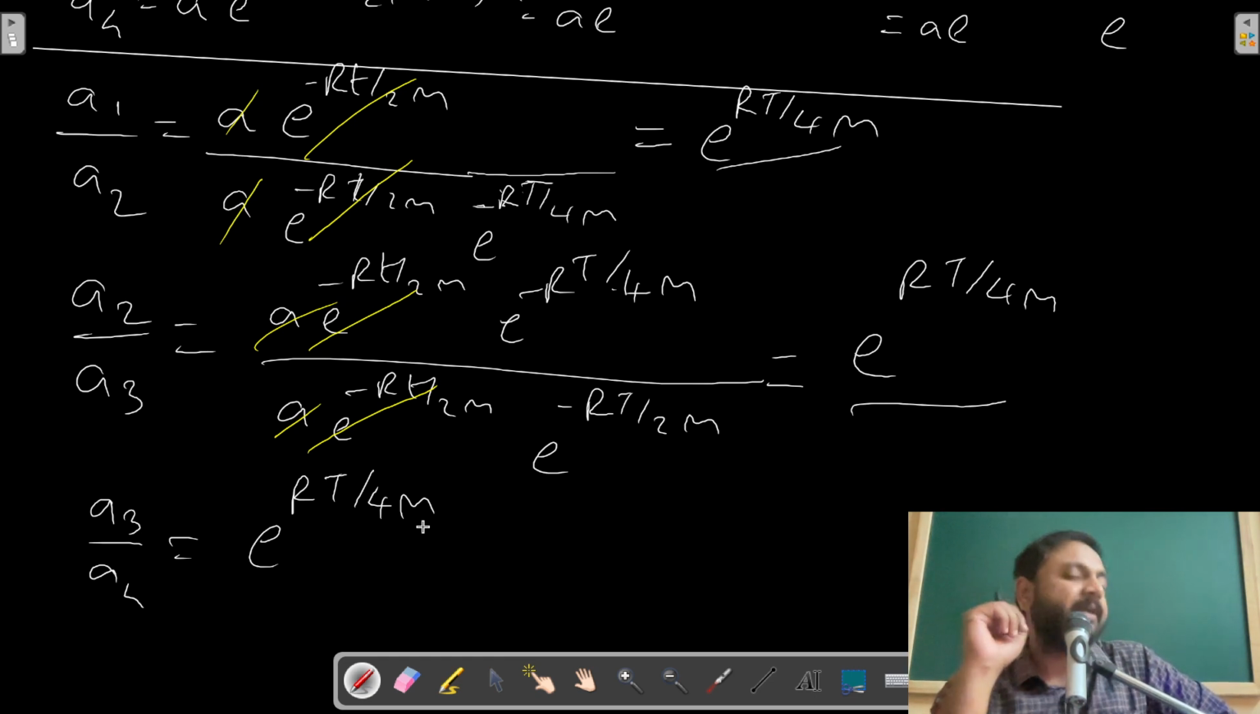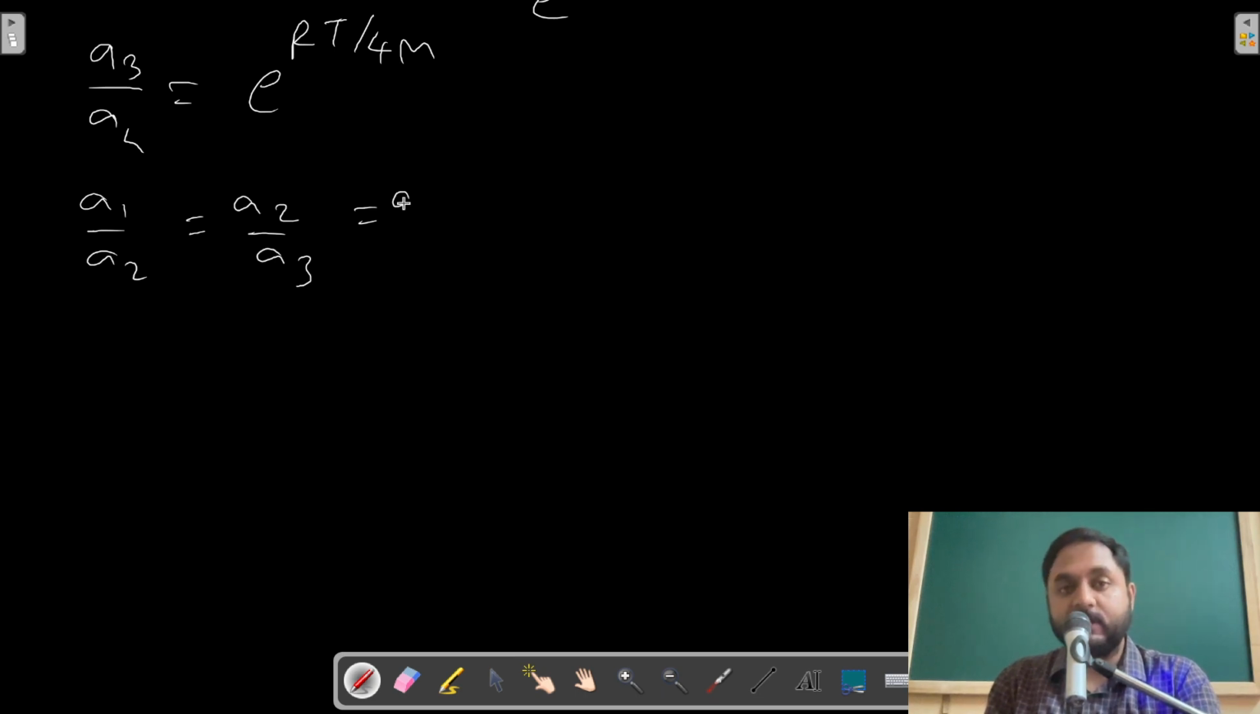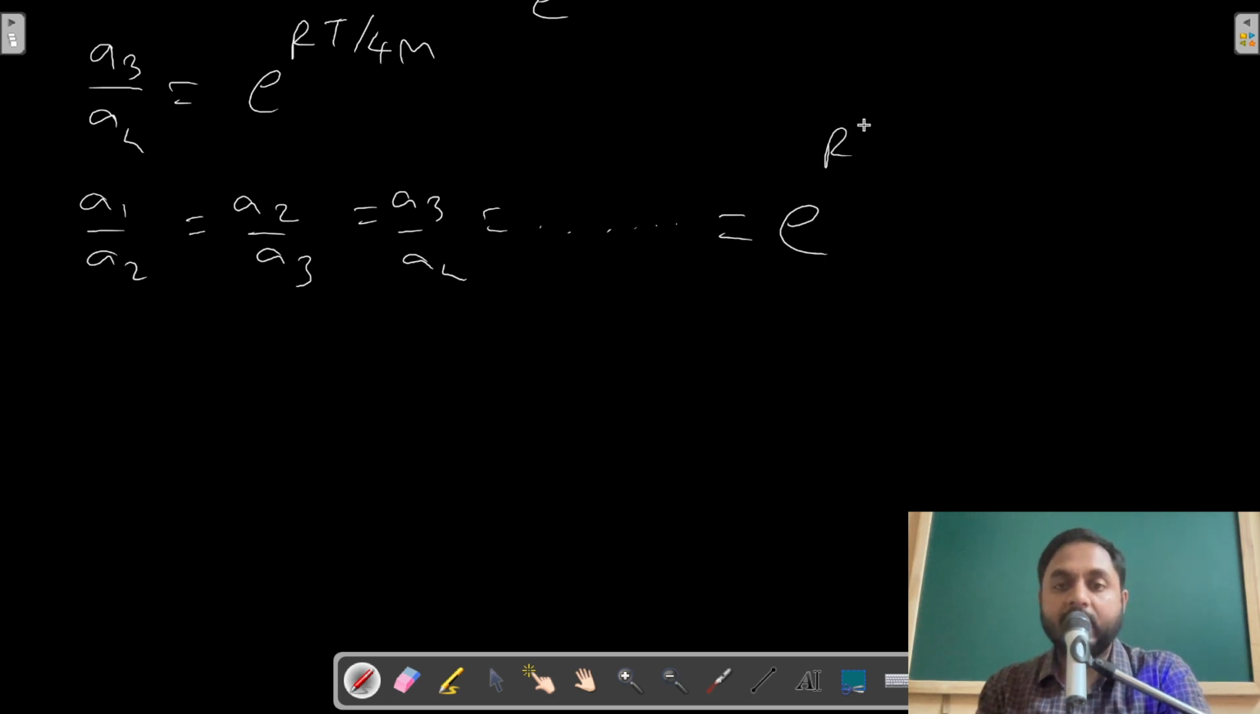What pattern are we seeing here? We can generalize this statement and say A1 upon A2 is equal to A2 upon A3 is equal to A3 upon A4, and so on and so forth. The ratio of the successive amplitudes is always going to be e raised to RT upon 4m. Now, R is a constant, T is a constant, 4 is a constant, m is a constant. e raised to a constant becomes a constant. That means the ratio of any two successive amplitudes is always going to be a constant.